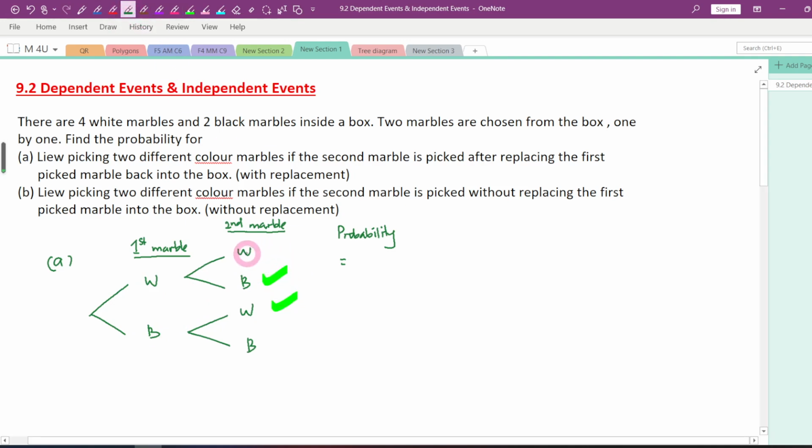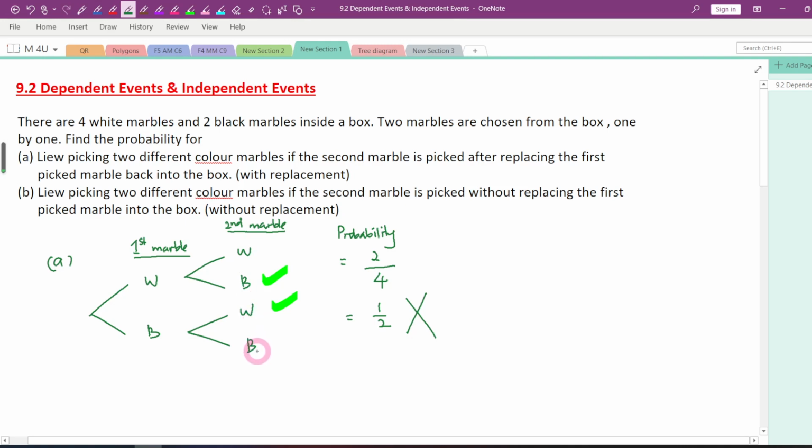So total we have 1, 2, 3, 4. And there are 2 outcomes that we want, white, black, or black, white. And you get the answer 1/2. This is actually not correct because there are actually 4 white marbles.